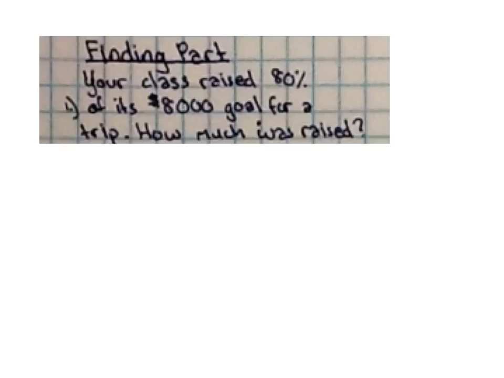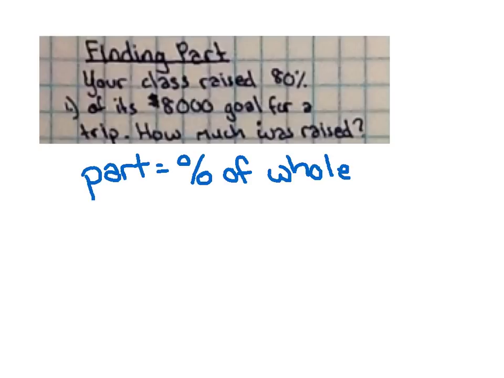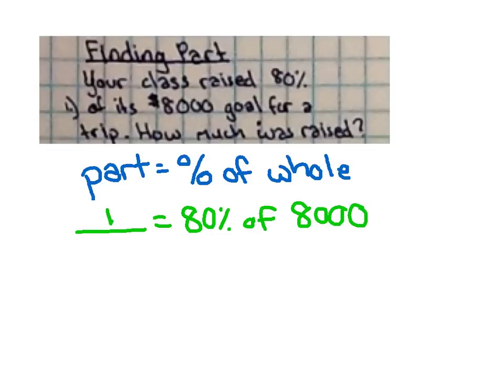First one we have here, your class raised 80% of its $8,000 goal for a trip. How much was raised? So in blue, I just rewrote the percent equation. You don't need to write that, but this part I do need you to write. Now we're going to fill in the parts of the equation that we know. So it says that we raised 80%, so 80 goes in the percent section, of $8,000. So when I find 80% of $8,000, that's going to give me the part that I'm looking for. So I'm going to put n, since I don't know what the part is.